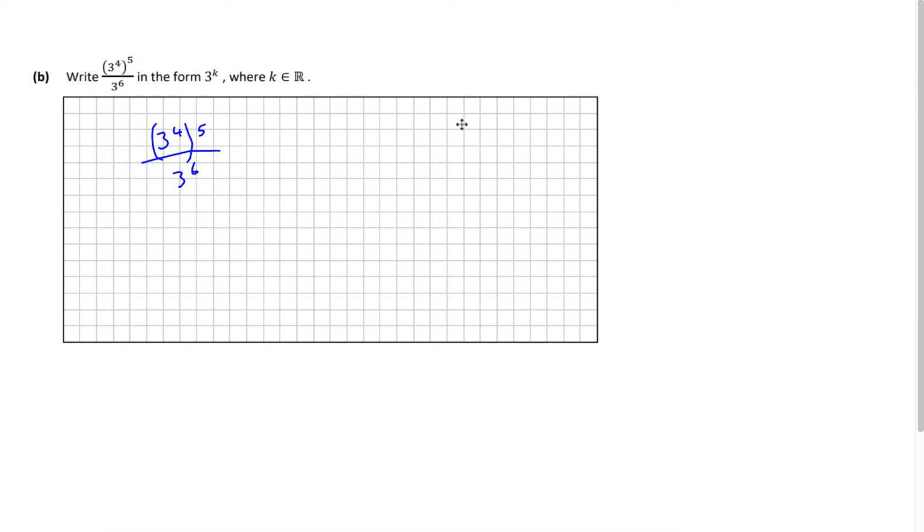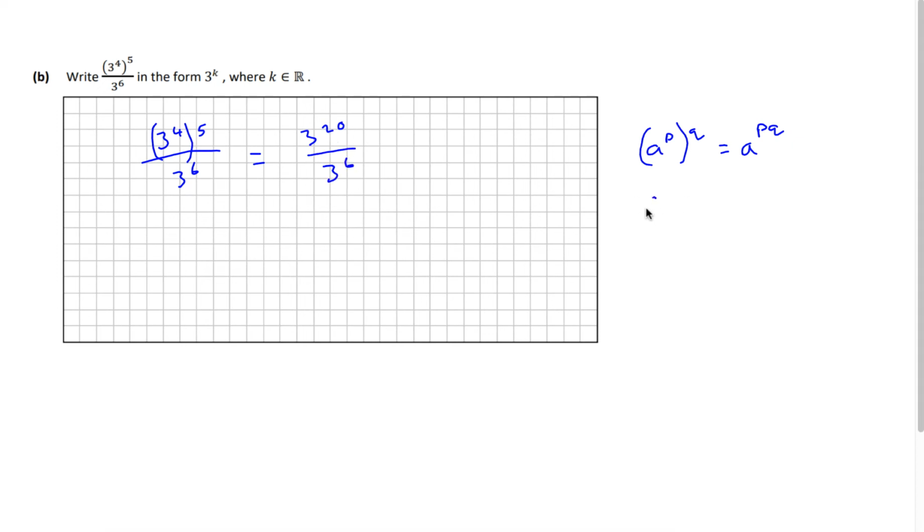Okay, so there's a couple of rules from your indices from your tables book. If you have a to the power of p to the power of q outside, that's equal to a to the power of pq. You multiply those powers. So the top here is going to become 3 to the power of 4 by 5, which is 20. That's all over 3 to the power of 6.